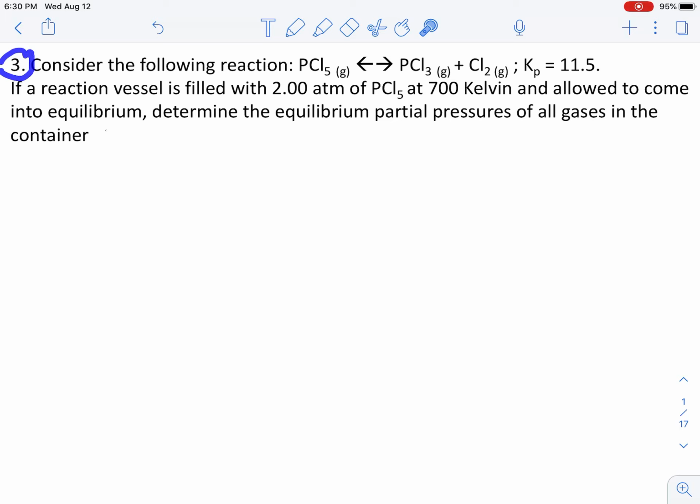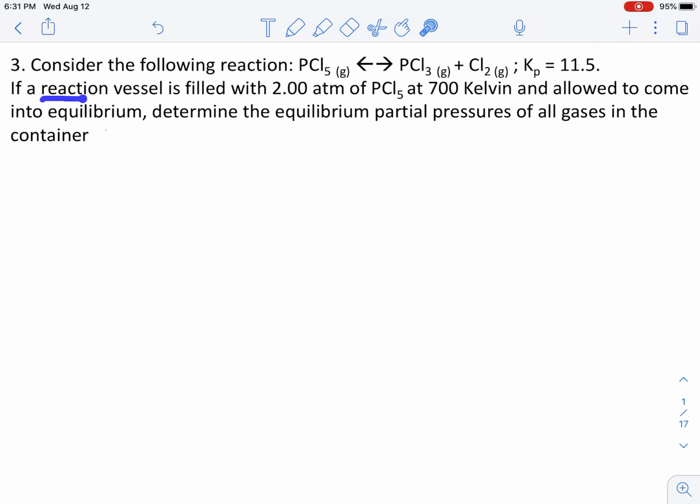For our third class example, we're going to consider the following chemical reaction. Here we have phosphorus pentachloride decomposing in the forward direction to produce phosphorus trichloride and chlorine gas. According to the problem, our equilibrium constant with respect to partial pressure, or Kp for short, is 11.5.